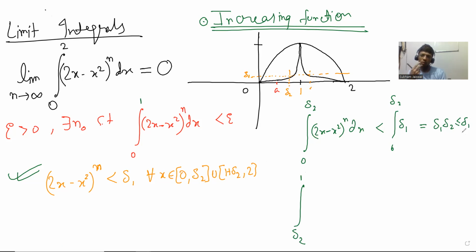Now, delta 2 to 1, what should we do? Same thing we cannot apply because the value is not small there. It's not as small as you can make. Now in this you cannot really do anything. If you do, then you'll end up in the same place where you are. Right.